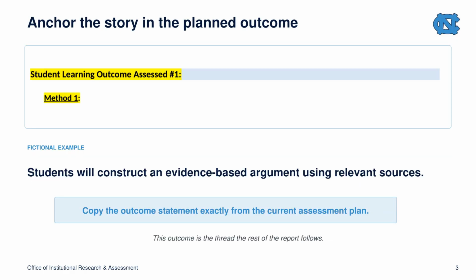Part 2 follows each outcome. Copy the outcome assessed this year exactly from the current plan. Do not replace it with a course objective or revise it later. Our fictional example says students will construct an evidence-based argument using relevant sources. Say why this outcome was assessed now, especially if a rotation or curriculum change shaped the work. Add outcome blocks as needed.